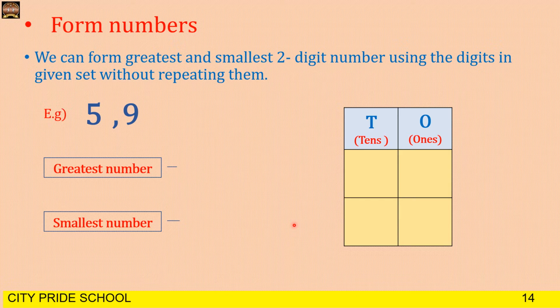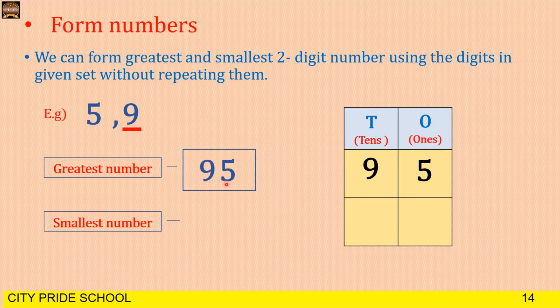So what will we do first? We want to find out the greatest number. So here, which is greater? Is 5 more or 9 more? Okay. So let's put the 9 here. Because 9 is the greatest, first we'll put 9 in the tens place and we will put 5 in the ones place. So which greatest two-digit number did we get from these numbers? Yes, we got 95. Now we have to put the smallest number.